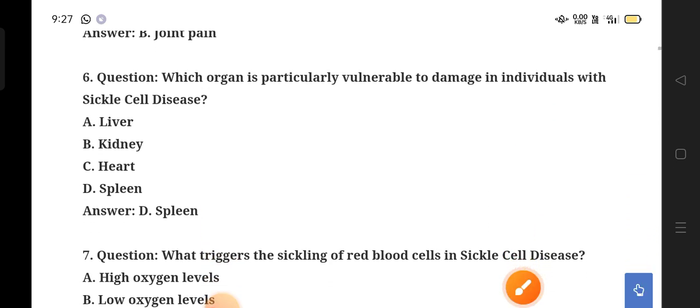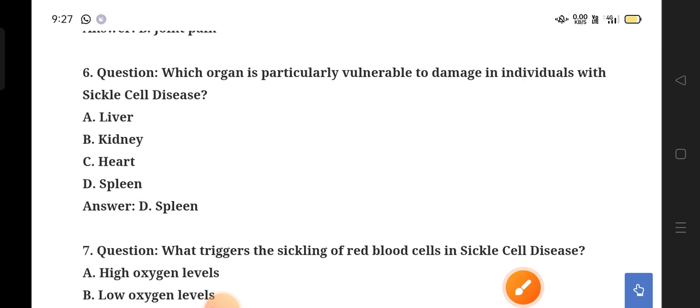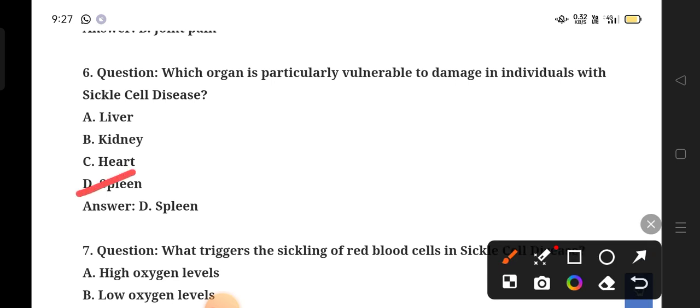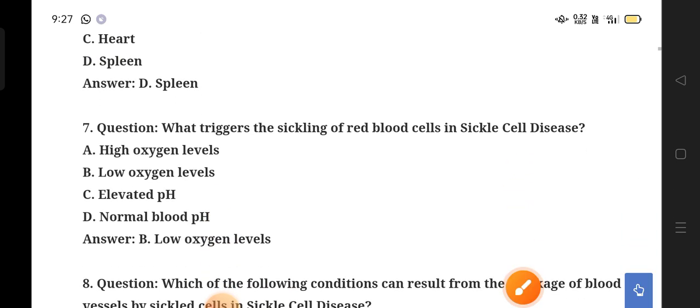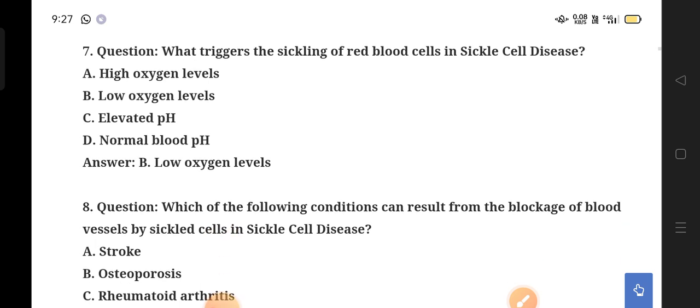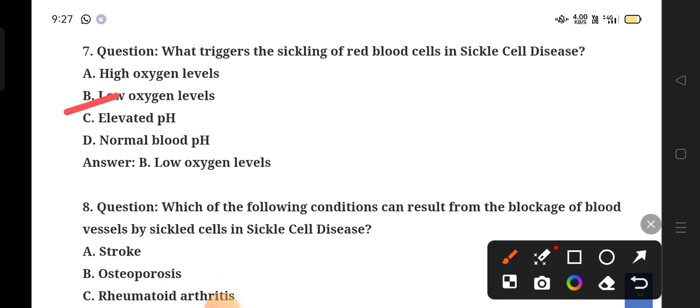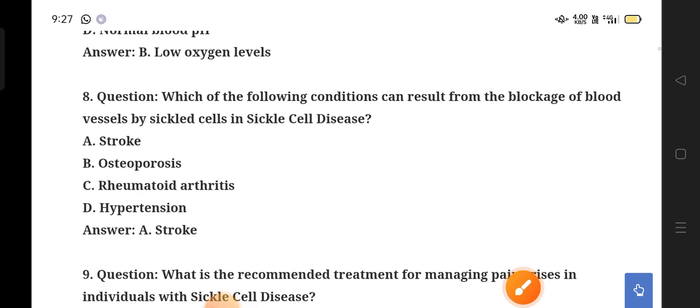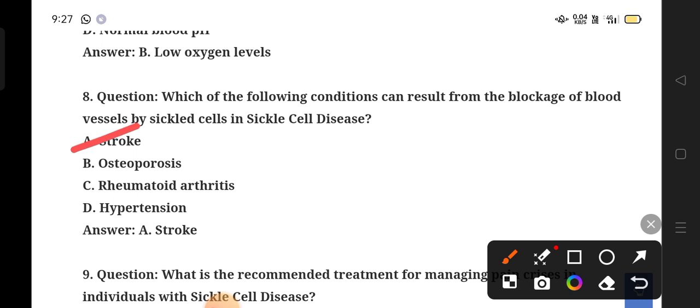Next, which organ is particularly vulnerable to damage in individuals with sickle cell disease? Option D, spleen. Next, what triggers the sickling of red blood cells in sickle cell disease? Option B, low oxygen levels. Next, which of the following conditions can result from the blocking of blood vessels by sickled cells in sickle cell disease? Option A, stroke.